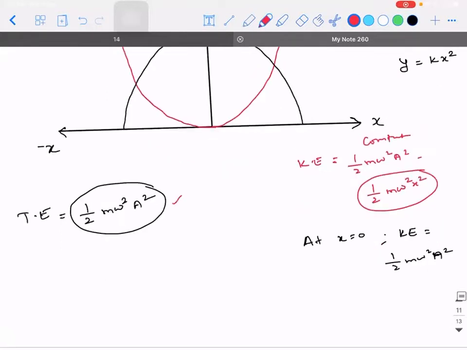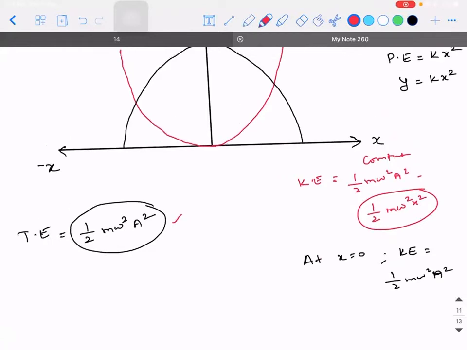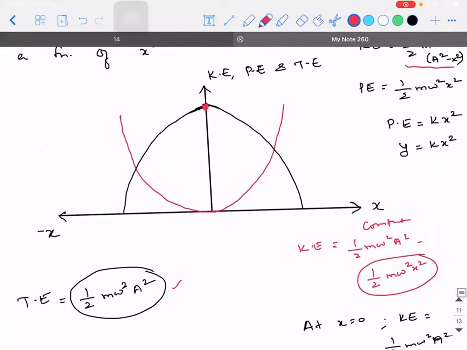So this value is half m omega square a square. And what is the value of total energy? That is also half m omega square a square, which is a constant value. So how is the graph for a constant? Y is equal to constant. How does it look? It is a straight line parallel to the x-axis. So I will draw it with dotted lines. So this is the graph for total energy. And this red color one is for the potential energy, and the black color one is for the kinetic energy.